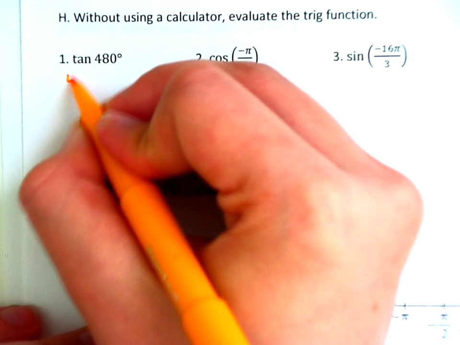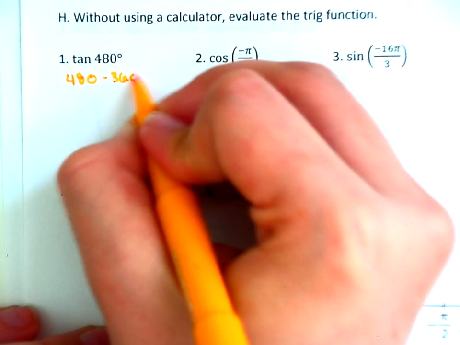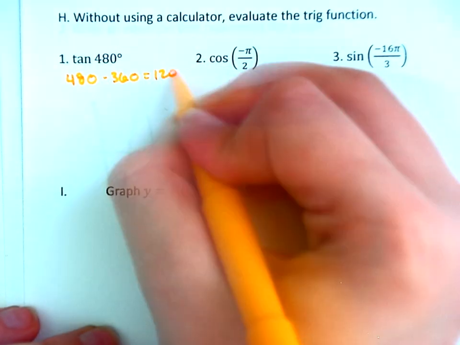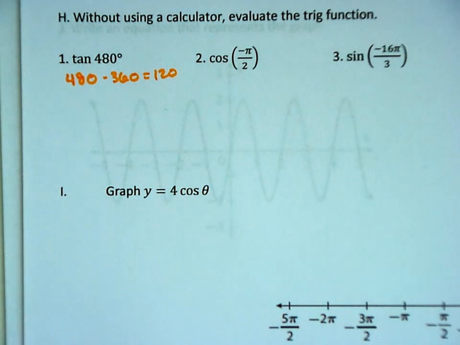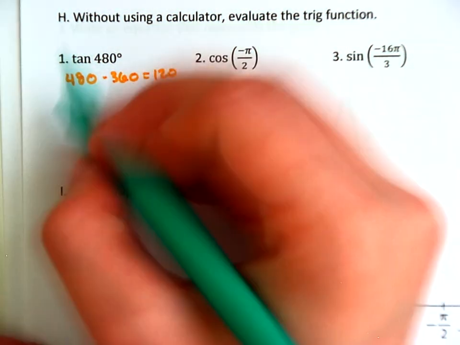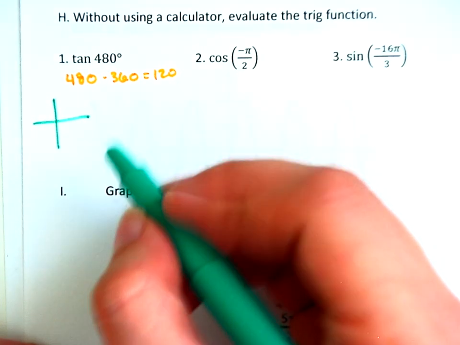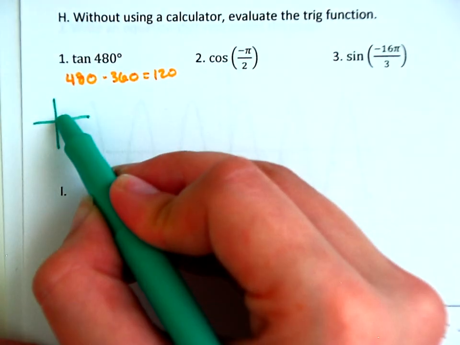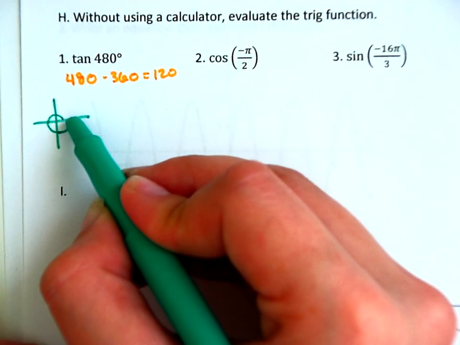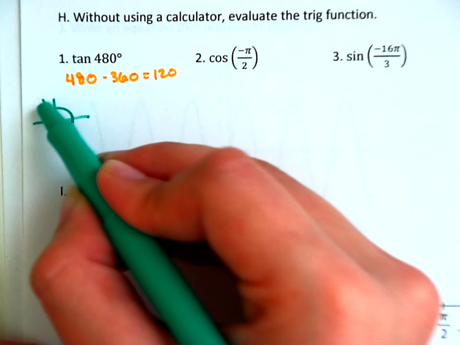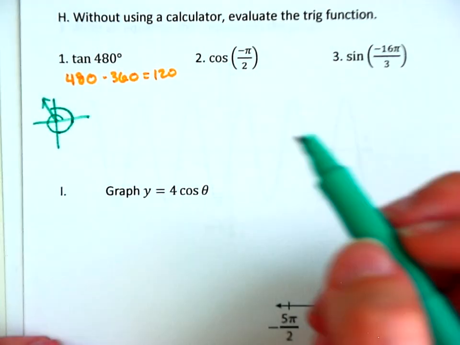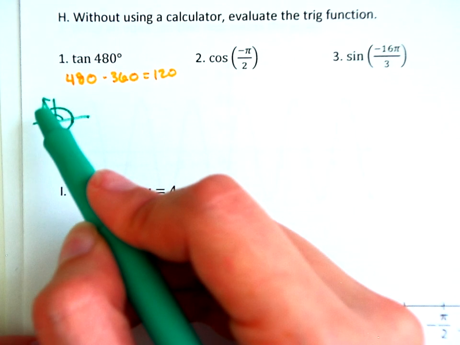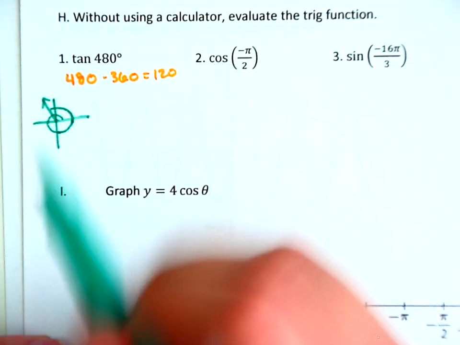So I'm going to do 480 minus 360. It's going to give me 120. So on a graph, use my different color. On a graph, so if I did a full rotation plus 120, my angle is going to be right here. All right? So that's 120 degrees. So if I find tangent of 120, that's the same thing as tangent 480.